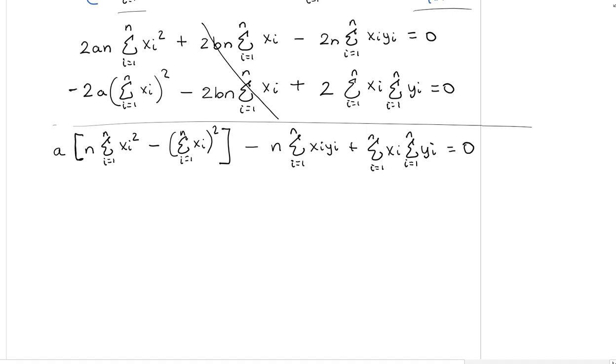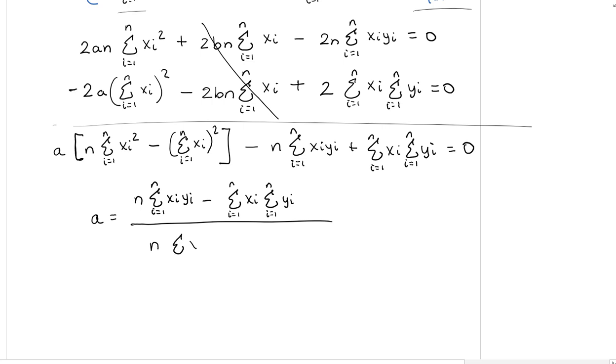Moving some things over and dividing, we're going to get that a is equal to n sum of the products minus the product of the sums, and then we're dividing by the stuff next to a, so we're going to divide that by n times the sum of the squares of x minus the sum of the x's squared. So please note again one last time, those things are different.